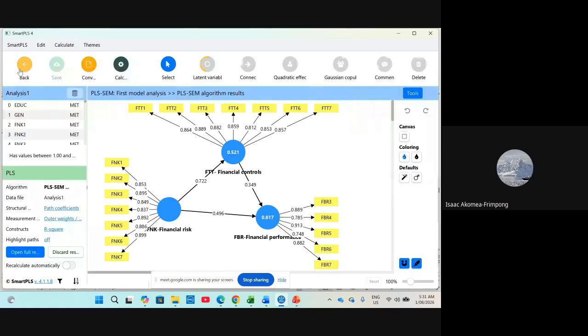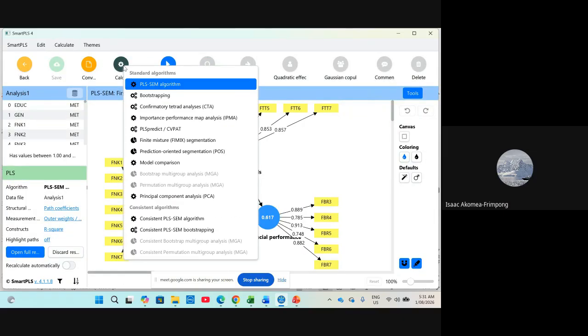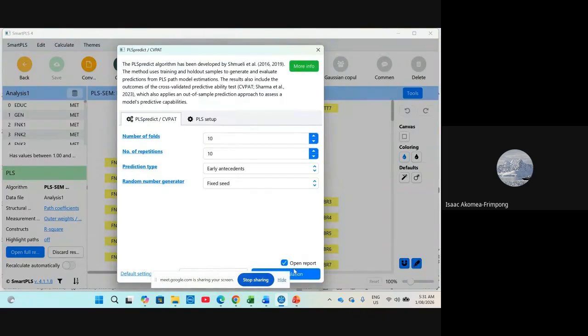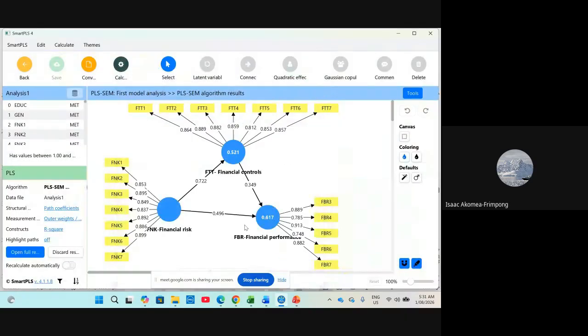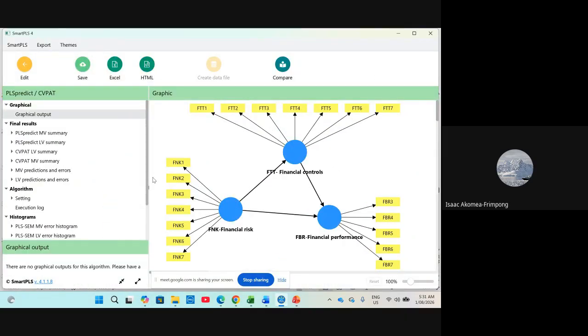So what do I do? You go back and you click on calculate and you select the PLS predict. Can you see that? You click on that and then you click OK. So it will run. Once it has run, you get some results.